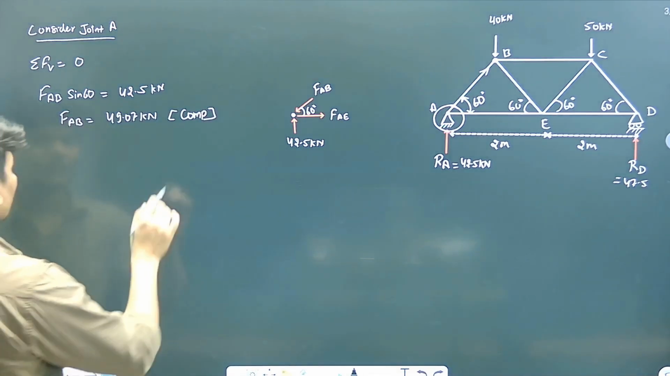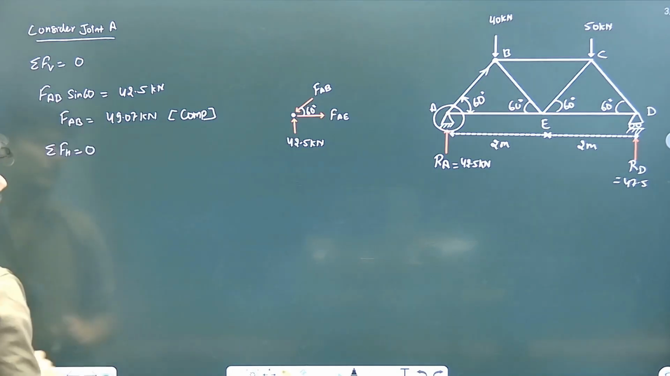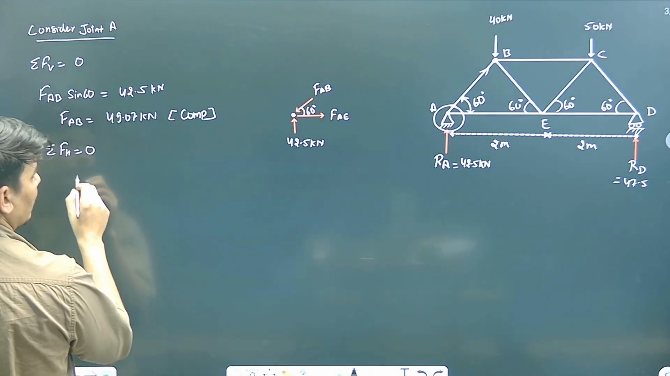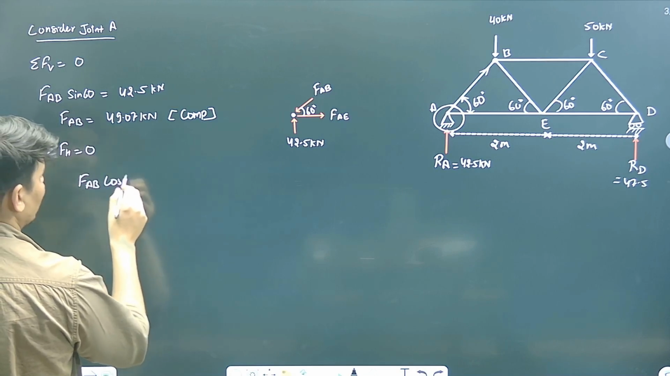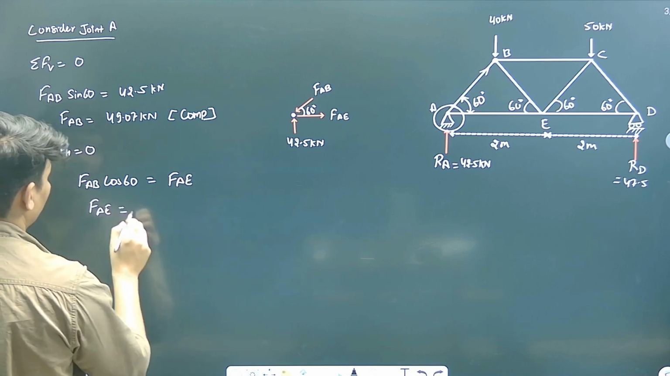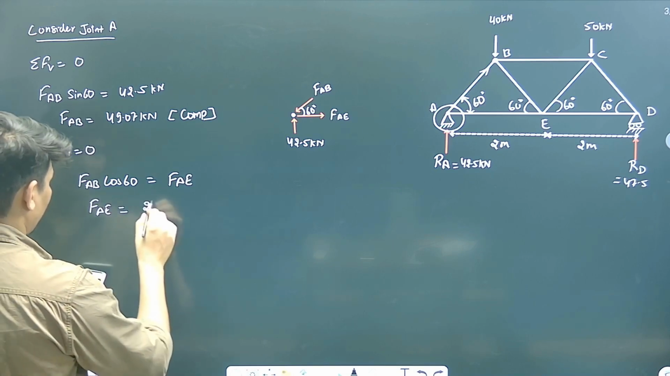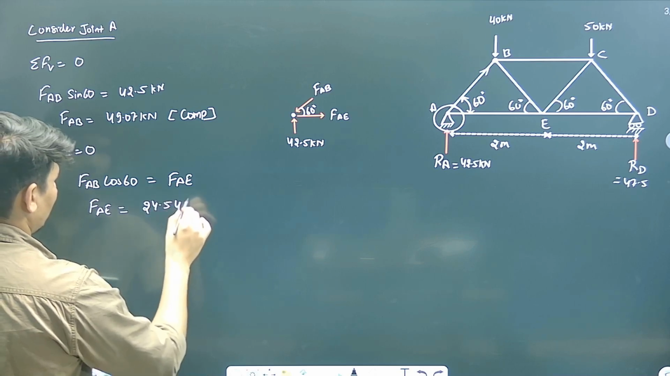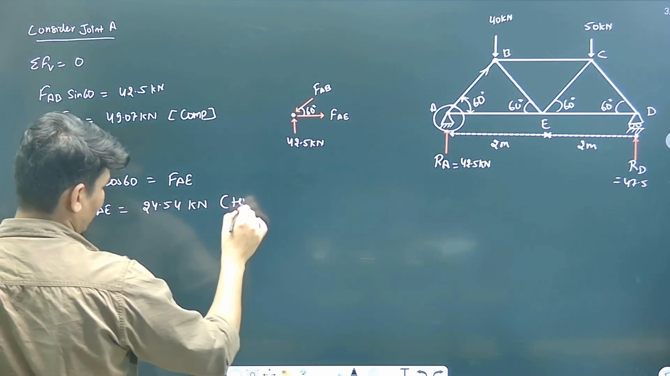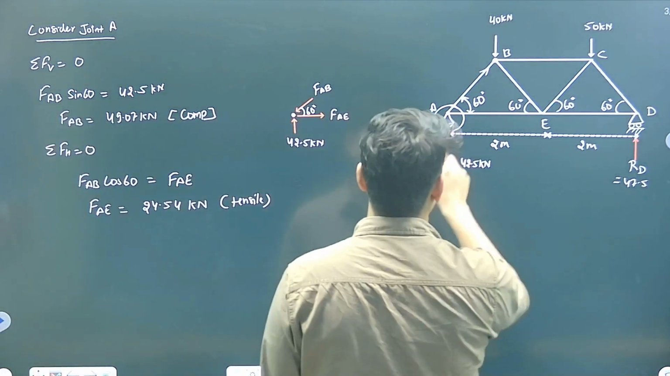Right? Now solve horizontally. Summation of all the forces in the horizontal direction is also 0. So this component, in this direction, F of AB cos 60 would be equal to F of AE. F of AE will be equal to 49.07 cos 60, that's 24.54 kilonewton. What is the nature? It's going away from the joint, so tensile is the nature, right? So we have calculated the two forces at this joint.